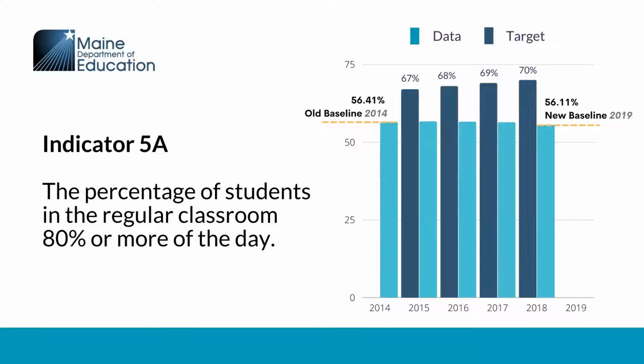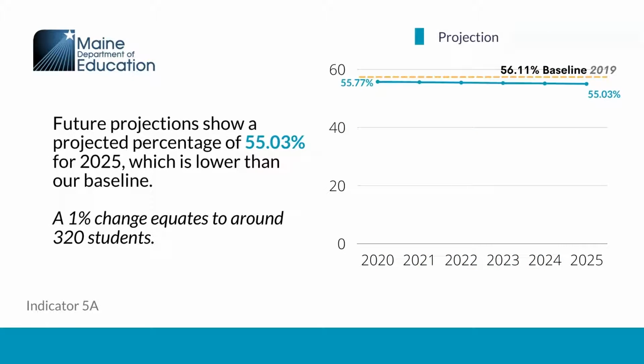5A, the percentage of students in the regular classroom 80% or more of the day. There isn't a strong trend to speak of with this data, but there is a slight downward trend. We want to reverse this trend and start seeing an increase in the percentage. Future projections show a projected percentage of 55.03% for 2025, which is lower than our baseline.